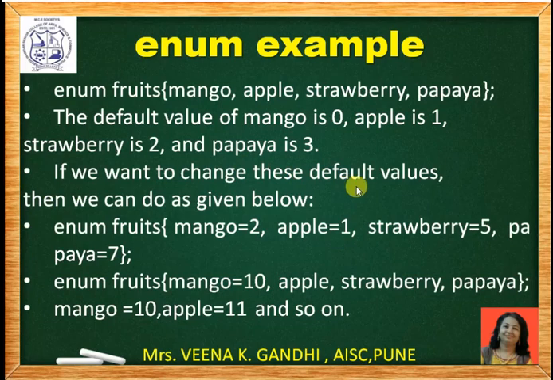If we want to change the default value, we can change that value. Suppose in enum fruits, we want mango equal to 2, we can change the values. In our example, enum fruits, mango equal to 10. Now apple will take the value after mango, that is 11, strawberry will take 12, papaya will take 13, like that.